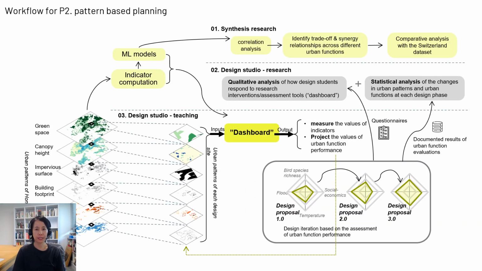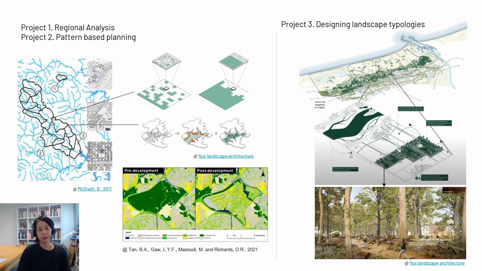This is the workflow diagram for Project 2, Pattern-Based Planning. The research team will provide a dashboard and guideline for measuring and testing the functions of both existing and proposed landscapes. Quantitative and statistical analysis will be conducted based on your proposal at the end or after the semester, and your work may contribute to validating how these concepts can be implemented in real-world practice. Here are some examples of what the outcomes of each stage might look like, but they are not limited to these examples.